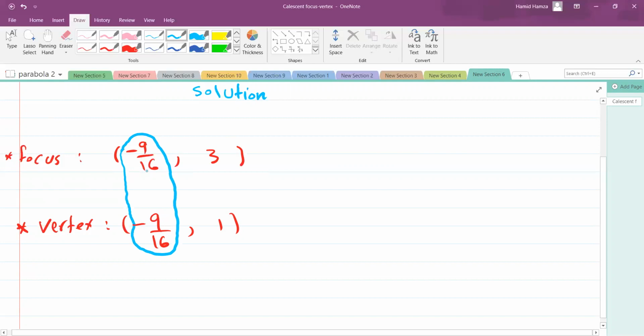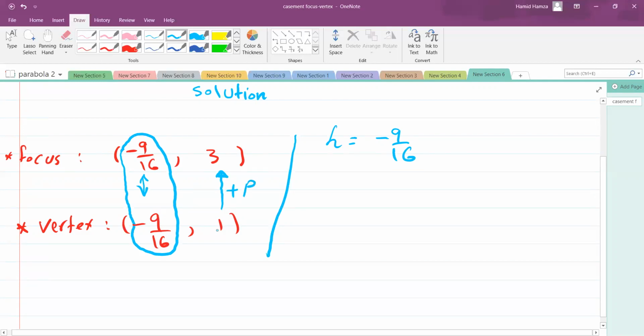That's right. So this is the value of what? This is the unchanged part, the value of x. So h equals what? Negative 9 over 16. So what about this part? Do you remember how I can get the focus? By adding b.